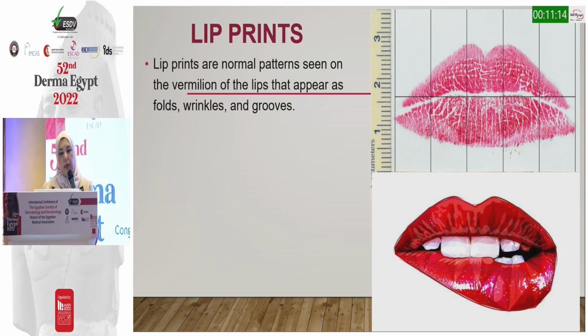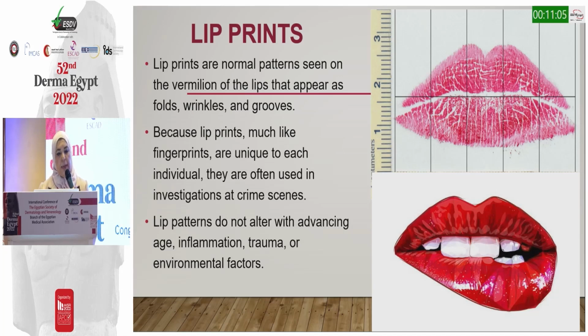Lip prints are normal patterns seen on the vermilion of the lips that appear as folds, wrinkles, and grooves. Because lip prints, much like fingerprints, are unique to each individual, they are often used in investigations at crime scenes. Lip patterns don't alter with advancing age, inflammation, trauma, or environmental factors.